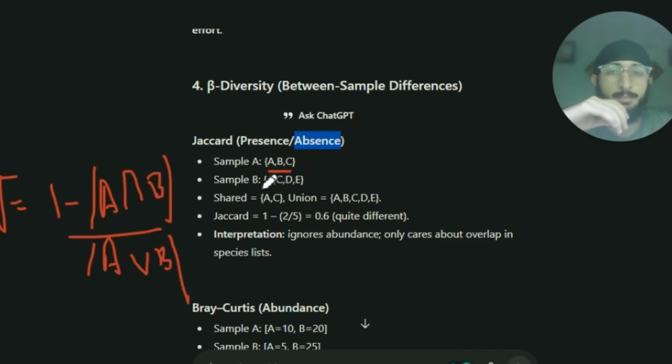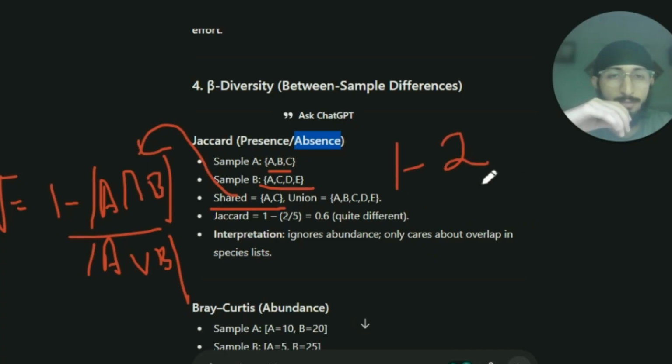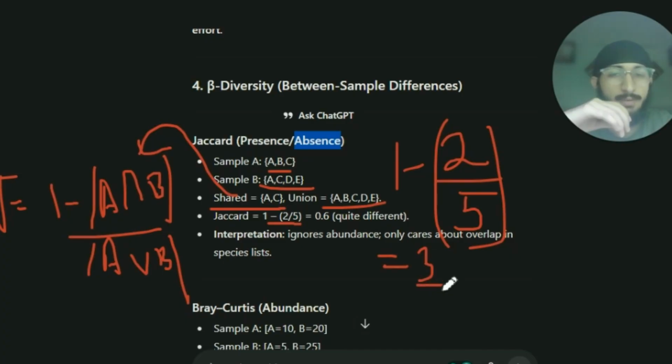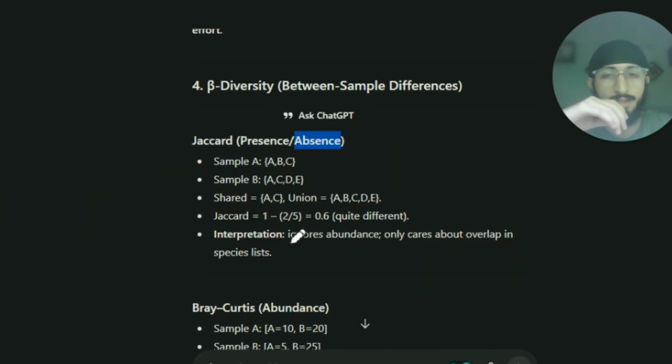Sample A has ABC, sample B has ACDE. Shared, or basically the intersection, is AC. So that is 2 elements, and the union is ABCDE, so the total number of elements is 5. So 1 minus 2 by 5, that becomes 3 by 5. So the answer is 0.6. So it is quite different. The interpretation is that it ignores abundance and only cares about overlap in the species list.